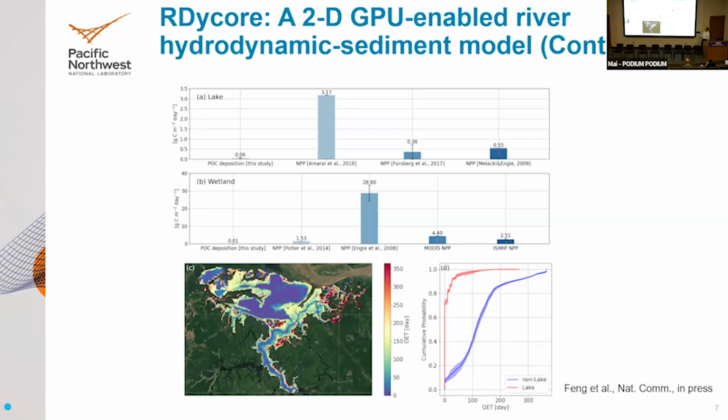In the bottom 2 panels, we quantify the distribution of the oxygen exposure time. This is an important factor to indicate how the deposited organic carbon will be transformed in biogeochemical reactions. So we compare the 2 regions. One is the lake region showing this red line, and the non-lake region shows the blue line. We can see that there is much difference. For the lake area, the oxygen exposure time is very short. This means that the carbon mostly goes through either anaerobic respiration, such as methanogenesis, or is buried in the soil column. It will stay there for thousands of years.